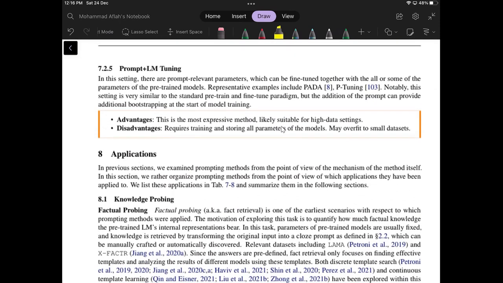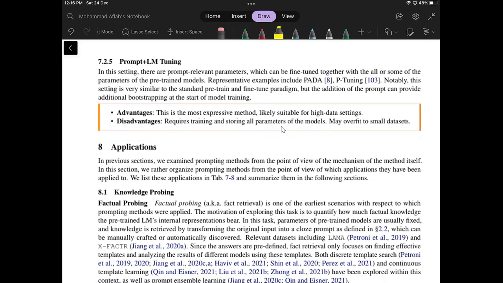Then finally, you have something which does everything: prompt plus language model tuning. In this setting, there are prompt-relevant parameters which can be fine-tuned together with all or some of the parameters of the pre-trained model. Representative examples include PADA and P-tuning. Notably, this setting is very similar to standard pre-train and fine-tune, just having some additional prompt parameters. Advantages: this is the most expressive method because you have all of the model's parameters at your disposal to train. Disadvantages: it requires training and storing all parameters of the model, and it may overfit to smaller data sets.